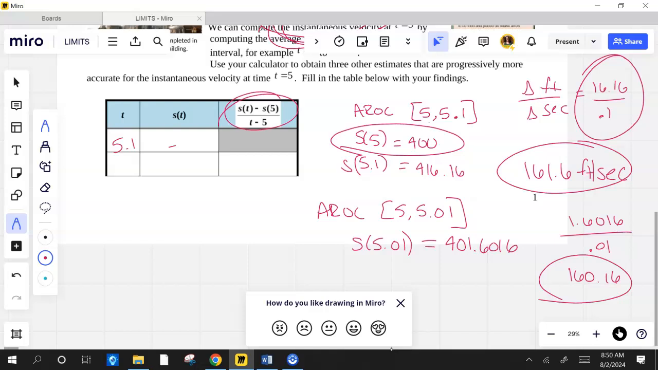If I were filling in this, I don't really know how they want you to do that. 5.1 would be 416.16. And then whenever you do the AROC formula, you get 161.6 feet per second. Then if I did 5.01, well, S of 5.01 we said was 401.6016. And when we plugged it into AROC, we got 160.16 feet per second. Please do not freak out if you feel like you are sitting in foreign language class right now.